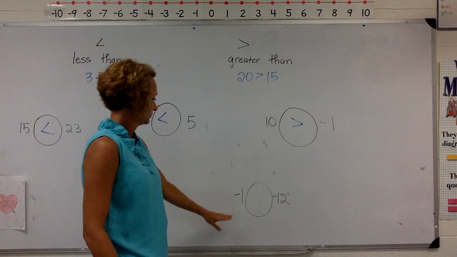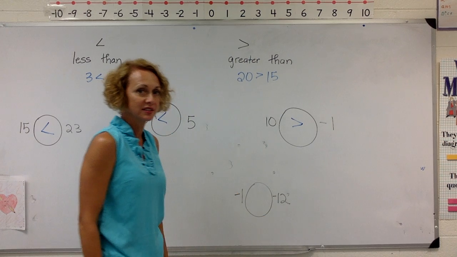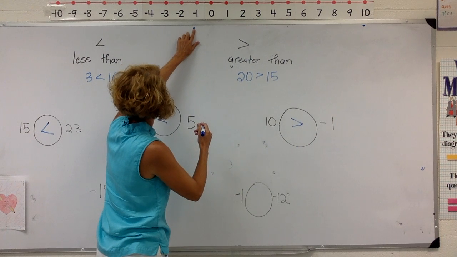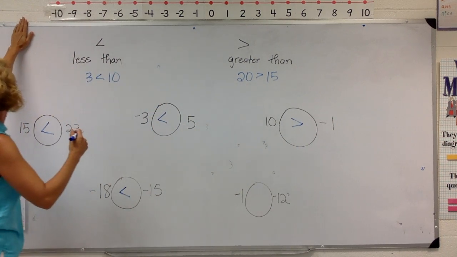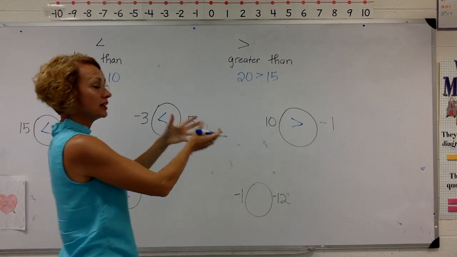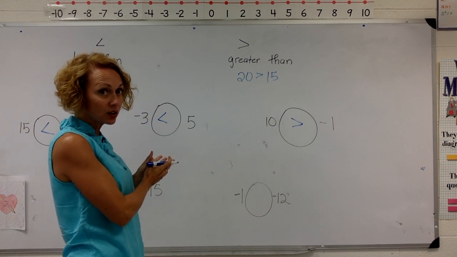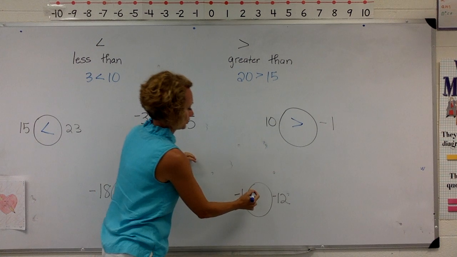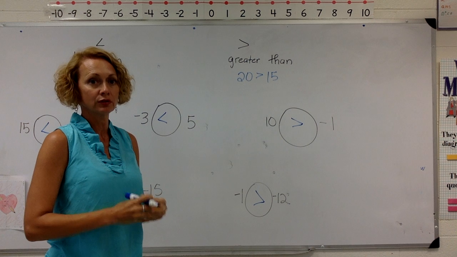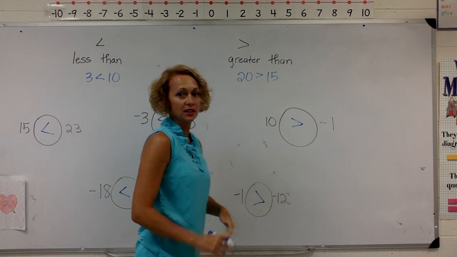Let's check this one out. I have a comparison down here of negative 1 and negative 12. And we want to decide which one is smaller. Negative 1 is right here. Negative 12 would be way down here somewhere, even though I don't have it marked on the number line. So I know that the number value that is to the left in the comparison is the smaller of the two. So negative 12, way down there, I'm going to point my inequality to that one. You're always pointing to the smaller value of the two. And I would read this as negative 1 greater than negative 12.